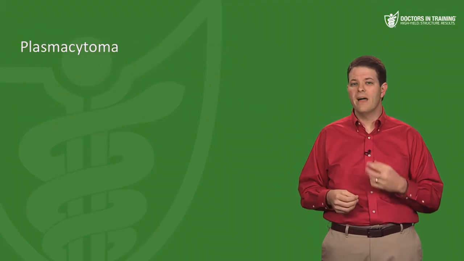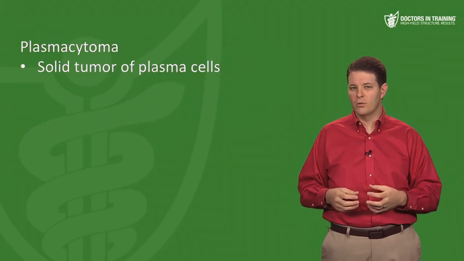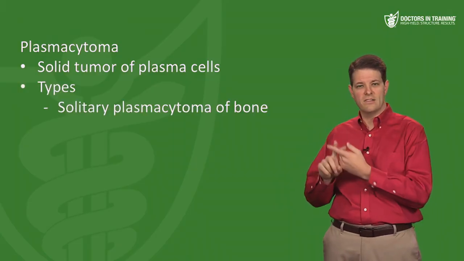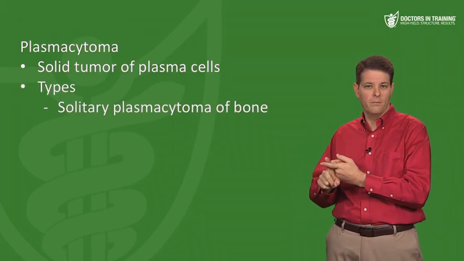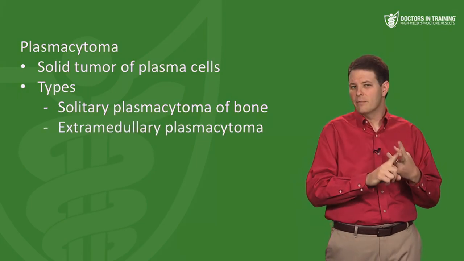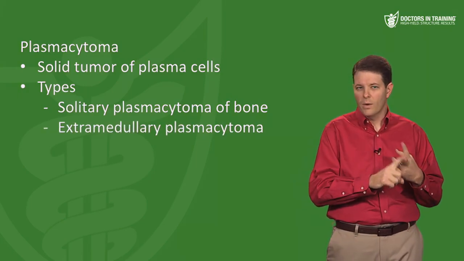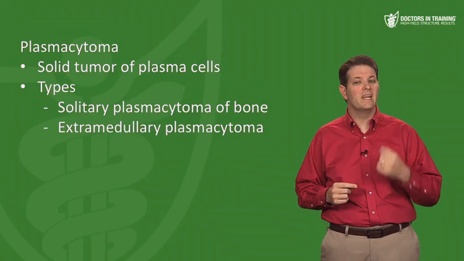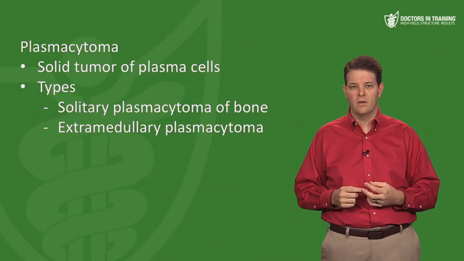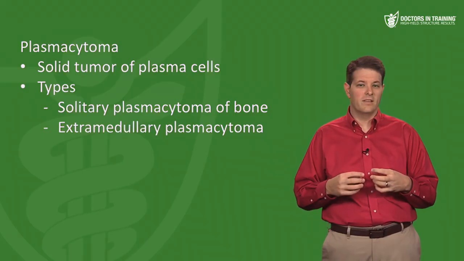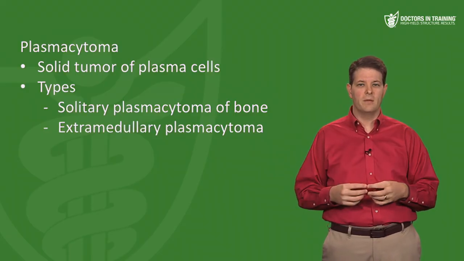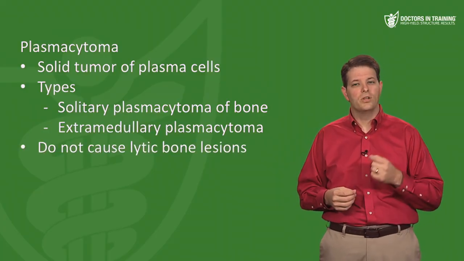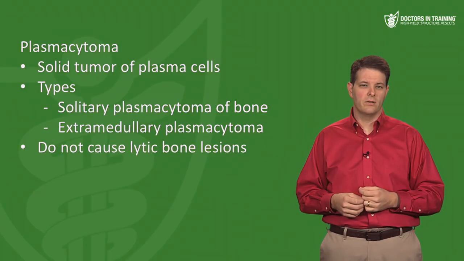I also want to mention plasmacytoma, which is a solid tumor of plasma cells. So there are two different types of plasmacytoma. There's the solitary plasmacytoma of bone, and there's something called the extramedullary plasmacytoma. And one thing to know about the extramedullary plasmacytoma is that it has a predilection for the head and neck region, such as the nose. So these are plasma cell tumors that, instead of being located in the bone, you might find them in the head and neck, and specifically the nose. And again, plasmacytomas do not cause lytic bone lesions.